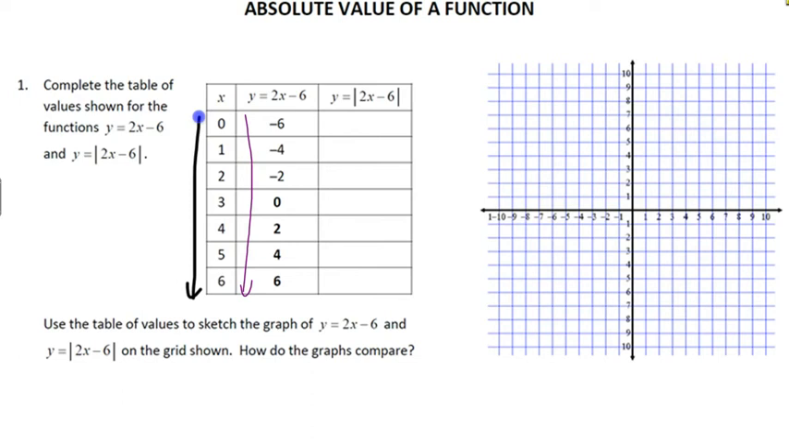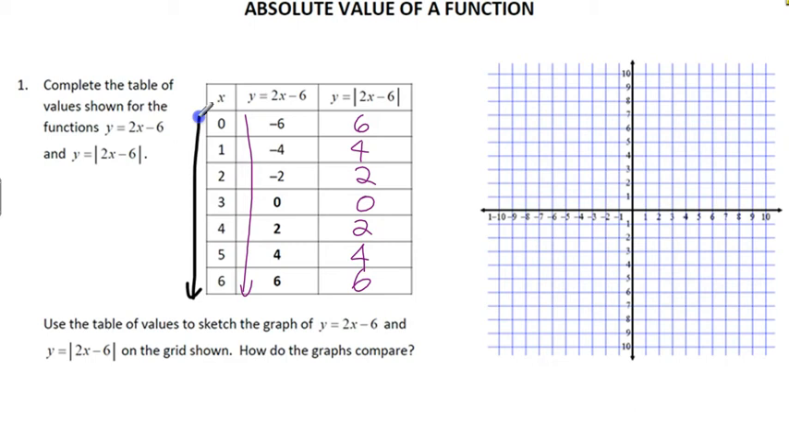Make them all positive. Okay, so this will be 6, 4, 2, 0. If they are positive, they just stay that way. But if they are not positive, then we make them positive. Use the table of values to sketch the graph of y equals 2x minus 6 and y equals the absolute value of 2x minus 6 on the grid shown. And then how do the graphs compare?